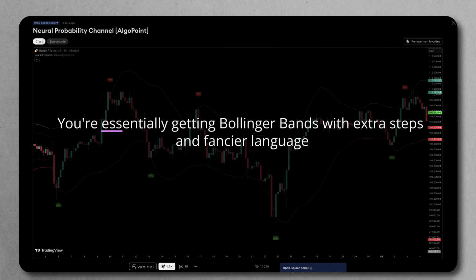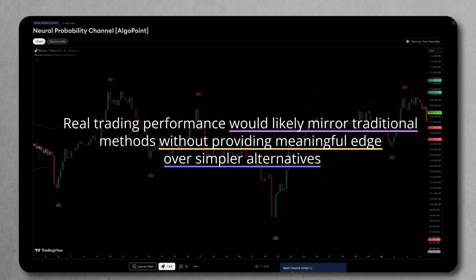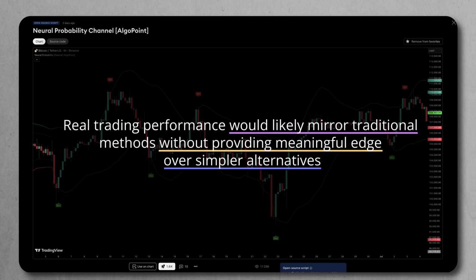You're essentially getting Bollinger Bands with extra steps and fancier language. Real trading performance would likely mirror traditional methods without providing meaningful edge over simpler alternatives.